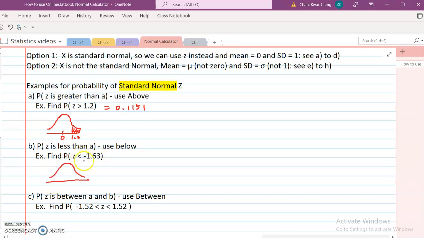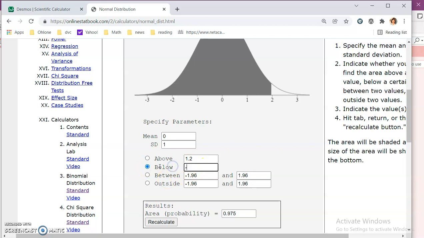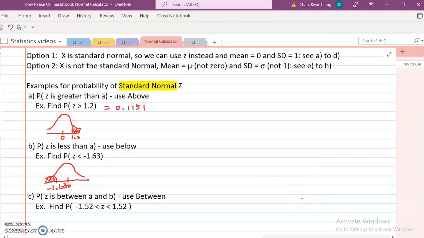Find the probability that z is less than negative 1.63. So 0 is always in the middle for standard normal, and all these numbers are less than negative 1.63. We highlight it. Then, going back to the calculator, I would use below and enter negative 1.63. Put your x here, not in the above area, and then recalculate. It's 0.0516.